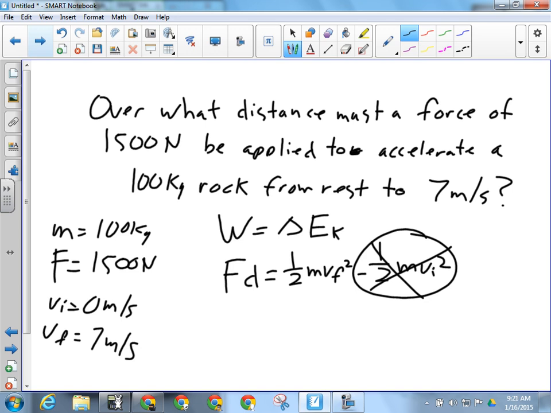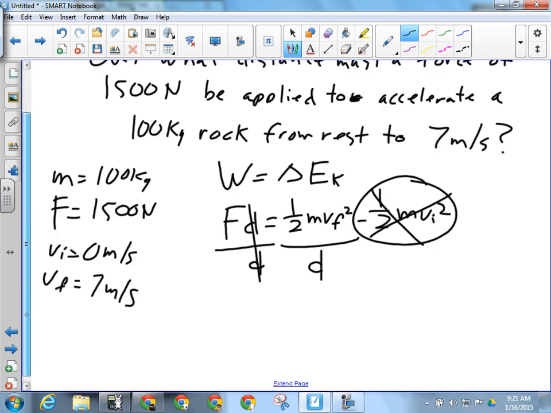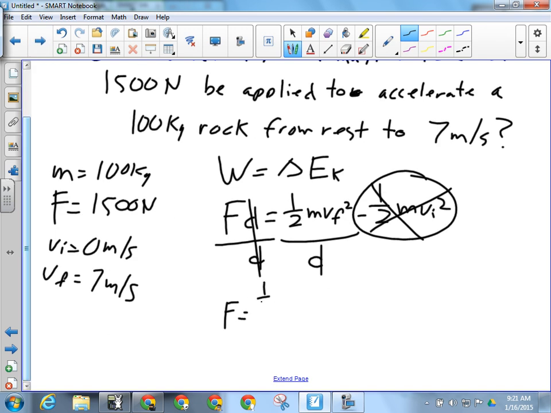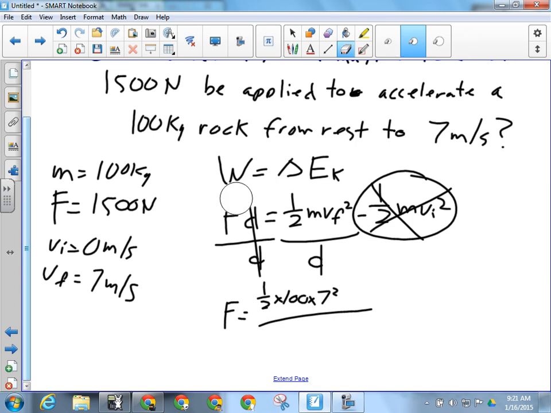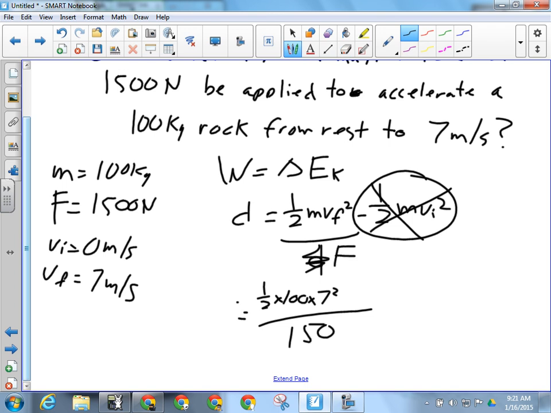So how do I get force by itself? Divide F, Bible says? Divide D, because I'm trying to find F, right? Okay, so there's my final formula. All right, all I got to do is plug in the numbers. So F is going to equal 1/2 times 100 times 7 squared over... Oh, whoops, no, sorry. You're right, we're trying to find distance. Sorry, Peter, you were right. There you go, you're smarter than me today.